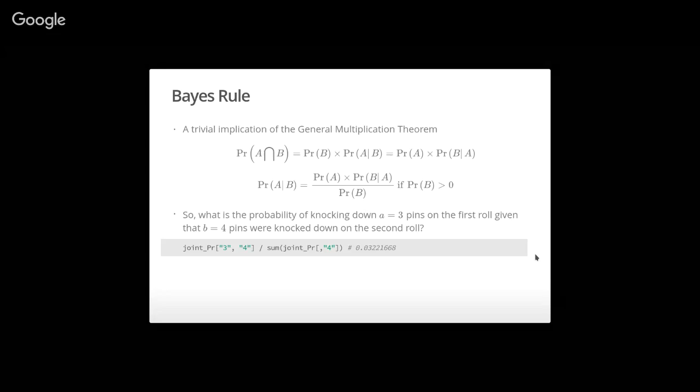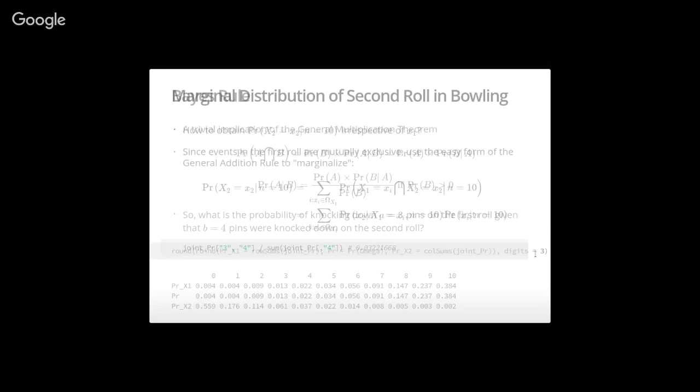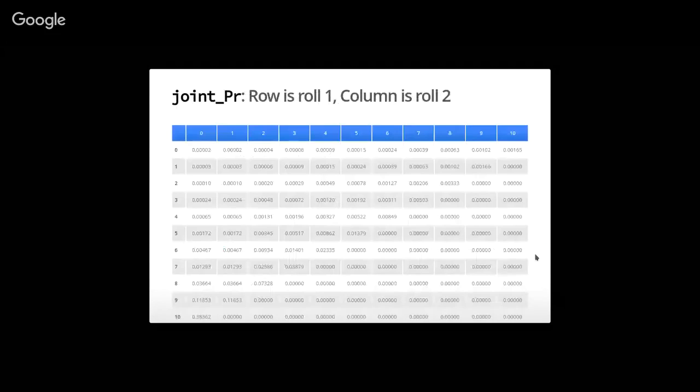We can also use the joint probability of knocking down A pins on the first roll and B pins on the second roll to get the denominator of Bayes' rule, the marginal probability of knocking down B pins on the second roll. And that's obtained from the joint probability by summing down the column of that table corresponding to the value of B that we know has held. And so another way of thinking about this, if you go back to the table: 4 pins were knocked down on the second roll? So this whole table sums up to 1 over all 66 things that could happen in 2 rolls of a frame of bowling.